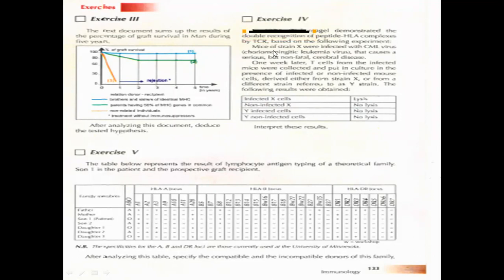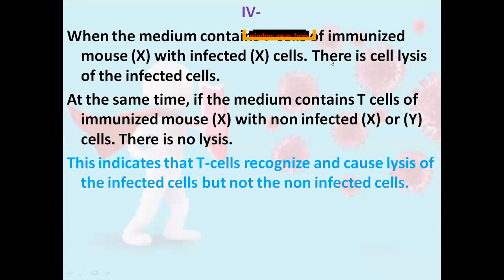So the conclusion, or the solution for this: when the medium contains the cells of immunized X with infected cells. What is the meaning of immunized? Immunized means that they have X cells that have the T cells from an infected mouse. They were taken from cells already infected with the disease CML. That's the meaning of immunized. We have immunity against the CML. So there is cell lysis, so there is lysis of the infected cells.